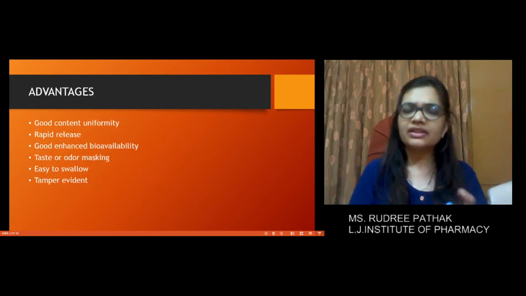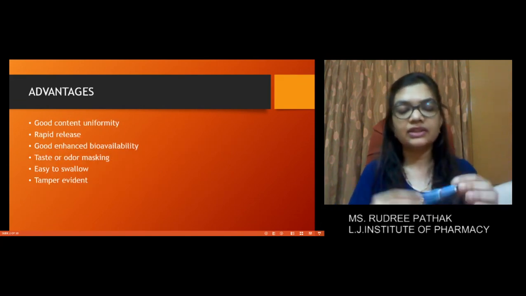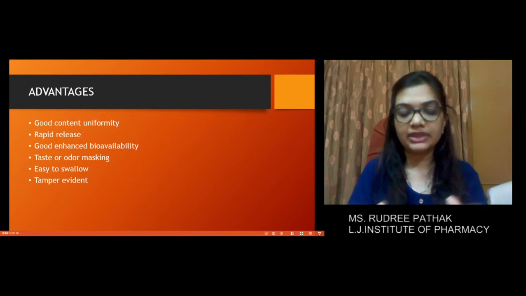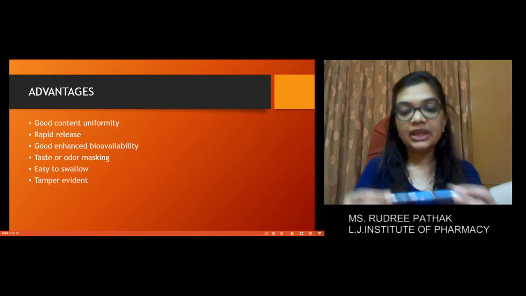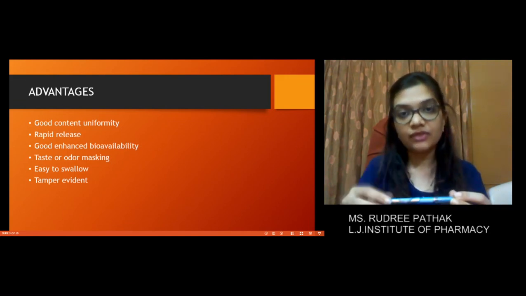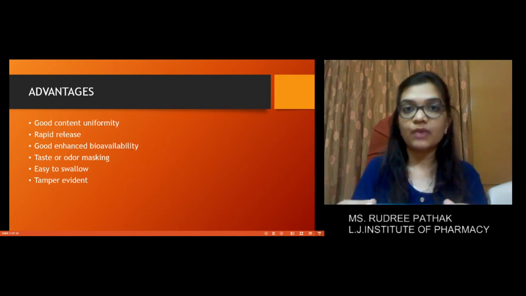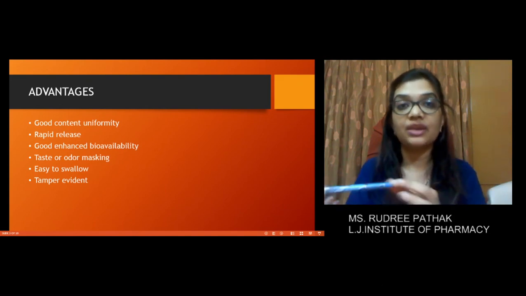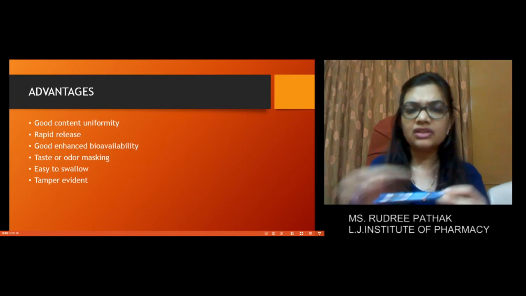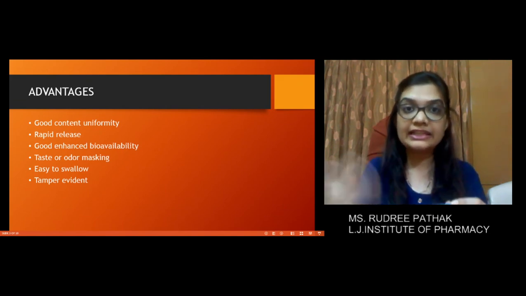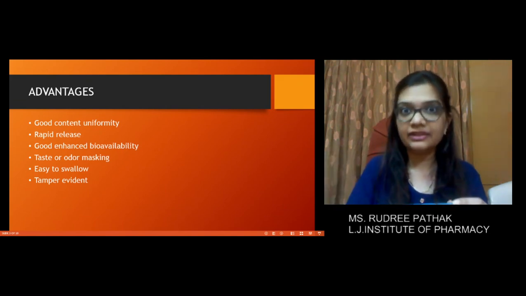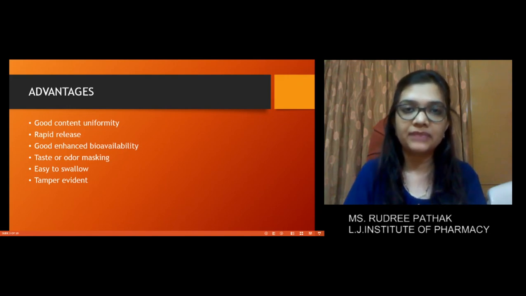Now, it has certain advantages, like good content uniformity and good bioavailability. It can cover the dosage form nicely, and so it provides protection against harsh environmental conditions. Because of its smooth surface, these are easier to swallow, for elderly patients specifically.